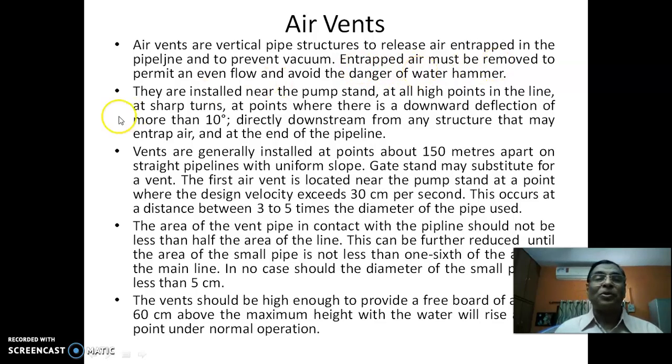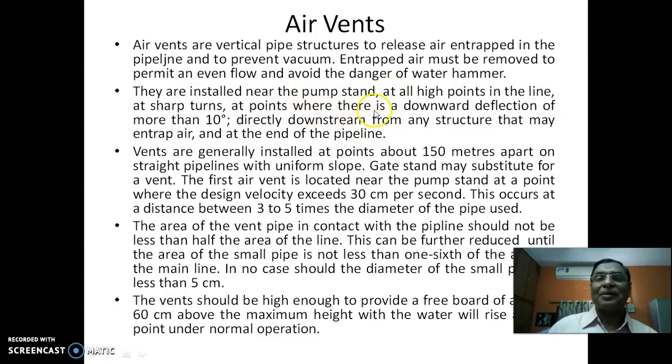Entrapped air must be removed to permit an even flow and avoid the danger of water hammer. Normally water hammer occurs and it can crash the pipeline at any point, particularly at the ends. So water hammer will be prevented. They are installed near the pump stand and at all high points in the line, at sharp turns, and at points where there is a downward deflection of more than 10 degrees. So first of all near the pump stand, then all high points in the line, and then sharp turns, right?